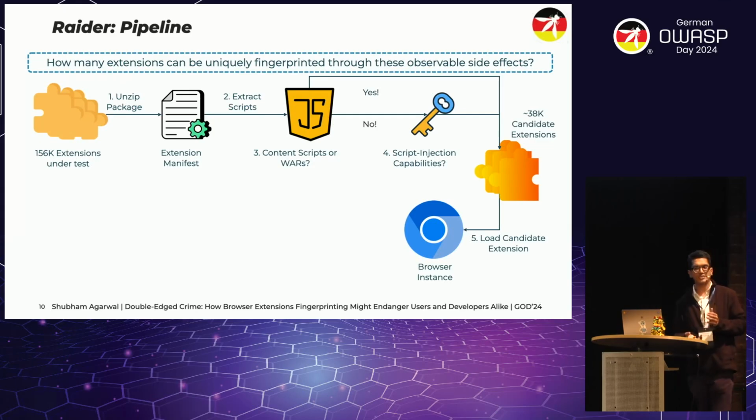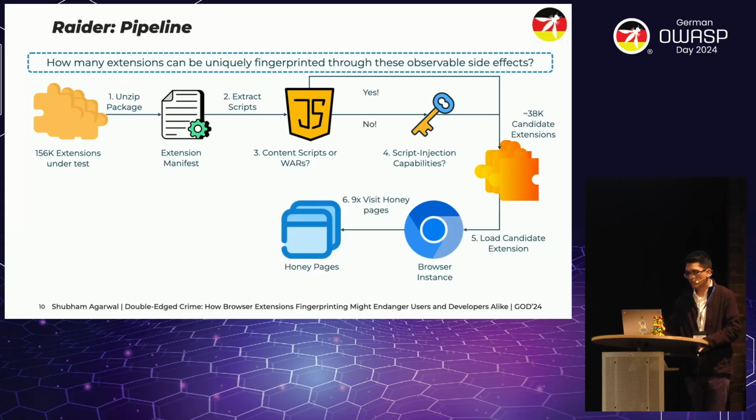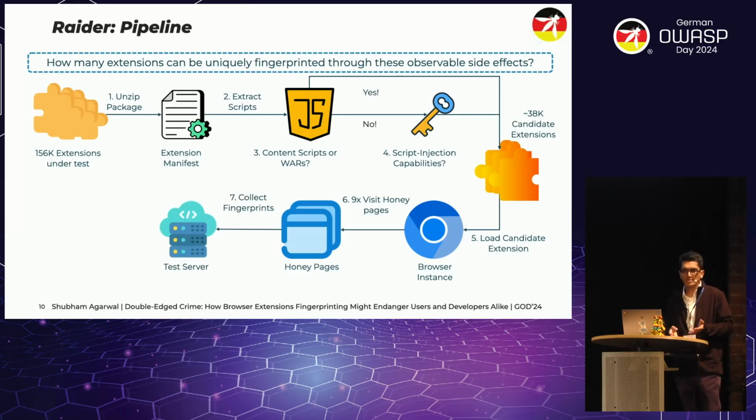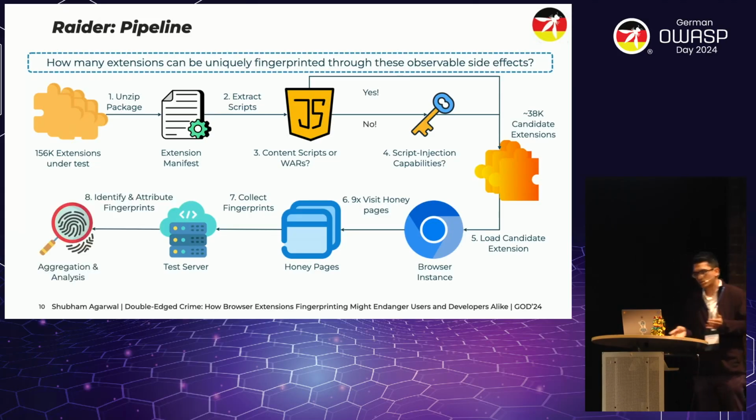We load each of these extensions individually in the browser and visit our specifically crafted honey pages. This honey page basically has a list of all the HTML elements which the extension might be interested in, to induce some sort of functionality so that the extension is triggered and shows some behavior. Visiting this honey page gives us some traces that we collect on our server, and at the end of the data collection phase, we analyze them to understand: are these traces unique enough to be called a fingerprint, and are these fingerprints actually uniquely identifying for individual extensions?